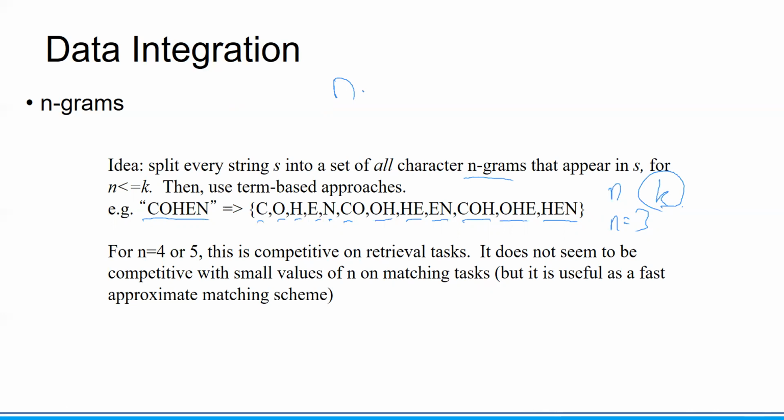If we have n of 4 or 5, it does not seem to be competitive with small values of n on matching tests, but it is useful as a fast approximate matching scheme. So usually with n-grams, you have 1 gram, 2 grams or 3 grams. If it is more than 3, it will be time consuming and not that useful.